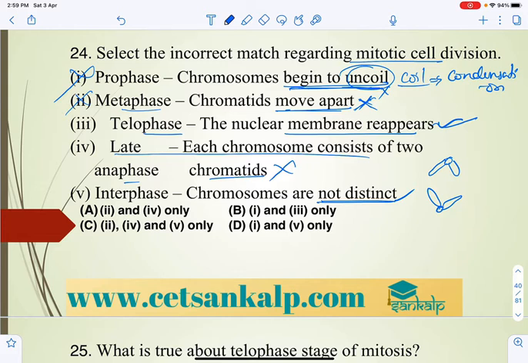First, second and fourth. In prophase, chromosomes begin to coil. When it begins to uncoil, we can say that is in telophase. So the option here is 1, 2 and 4 as wrong statements.